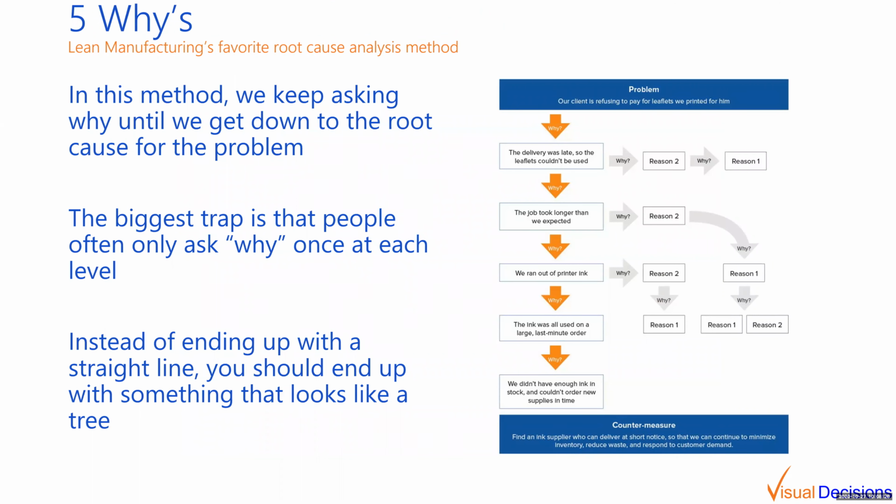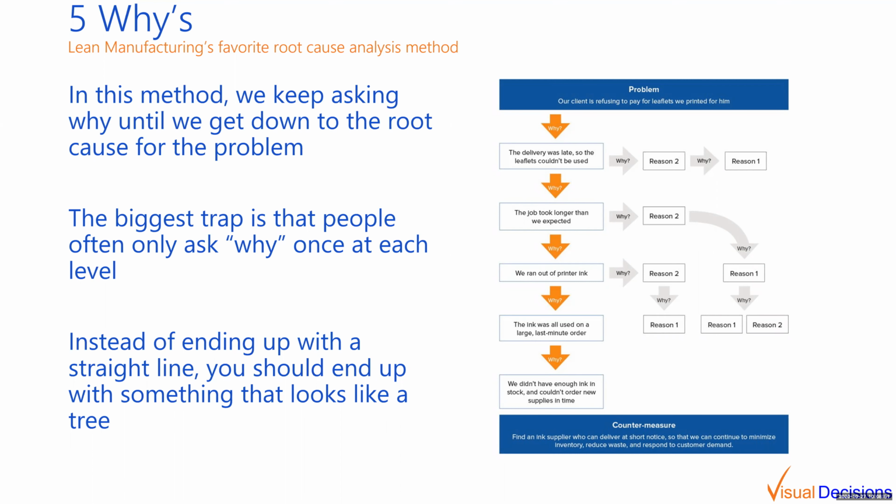So then we get to the 5 whys, which is really lean manufacturing's favorite root cause analysis method. In this method, we keep asking why until we get down to the root cause of the problem. In the example shown, our problem is that the customer is refusing to pay for the leaflets that we printed for them. Our top level reason is that the delivery was late, so the customer couldn't use the leaflets anymore.